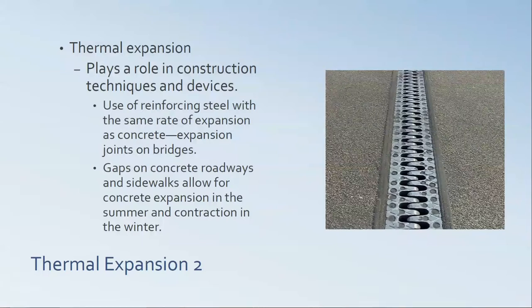And if you're walking on a sidewalk or on a concrete roadway, you notice that they don't lay the sidewalk or the roadway in just one big ribbon. It's usually in sections. So it's a little section, maybe a little gap, and then another section. And there's gaps in between these sections, and on the roadways, they might be filled with tar or something like that. And again, this allows for expansion of the concrete slabs in the summertime and contraction in the winter, and it can prevent the concrete from cracking.